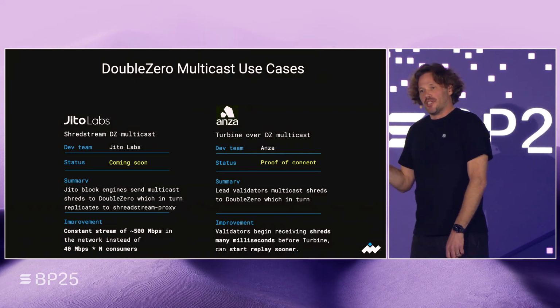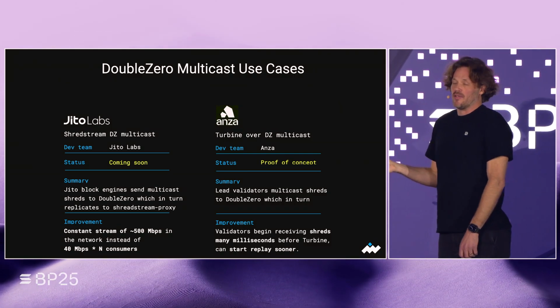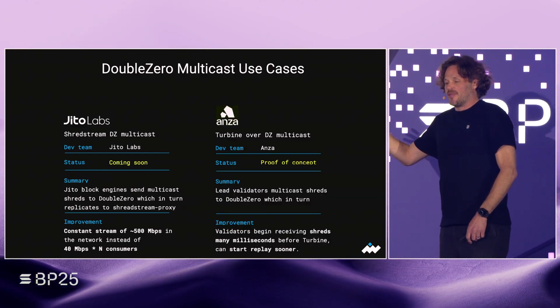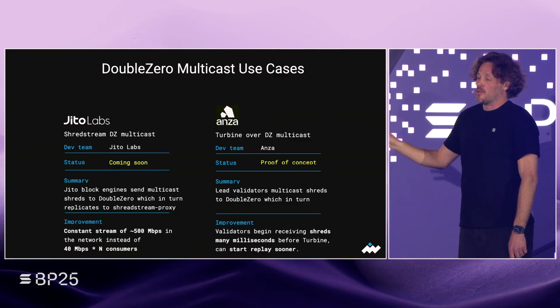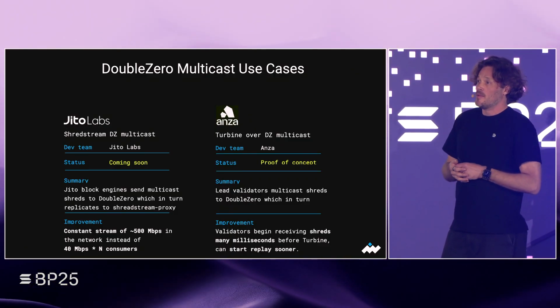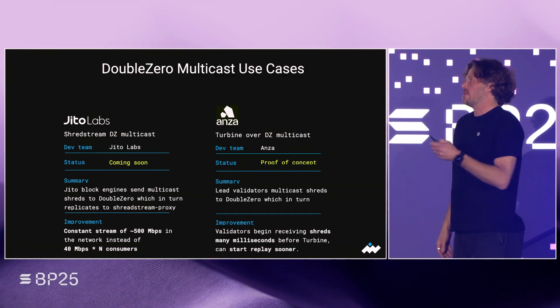And we basically have Shredstream over multicast and then Turbine over DoubleZero multicast. And we're going to focus on the Jito side, but I want to show a graphical representation using real data of what it looks like with Turbine over unicast and then Turbine over multicast.